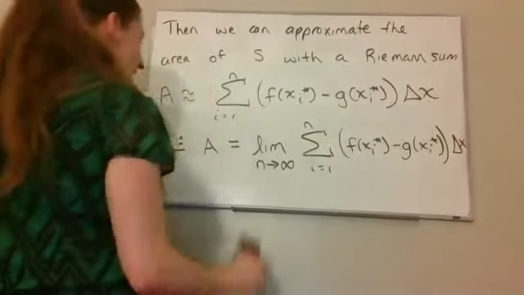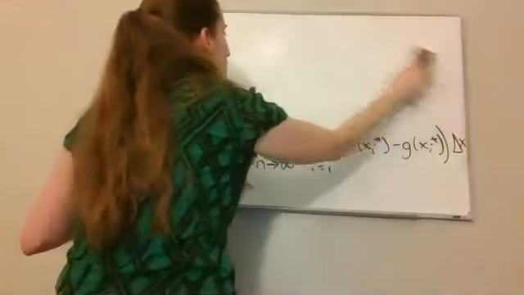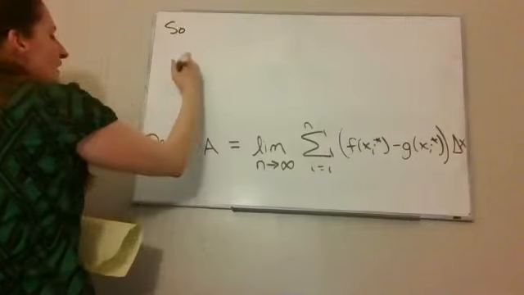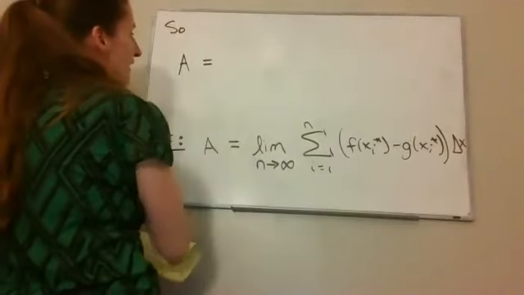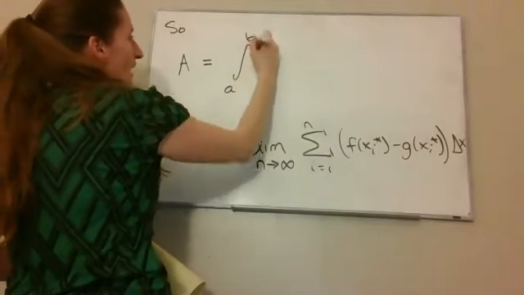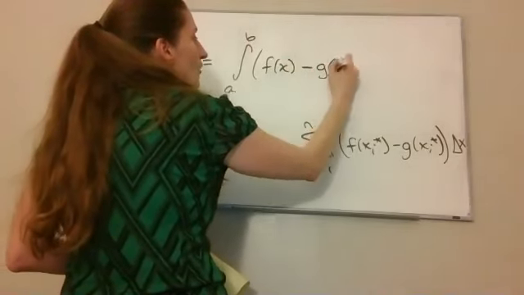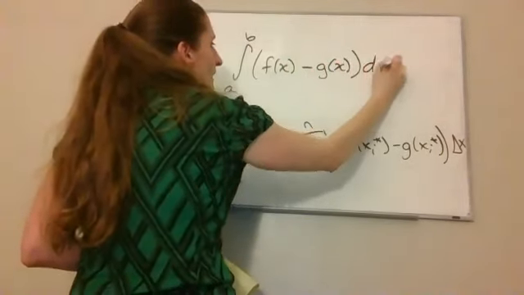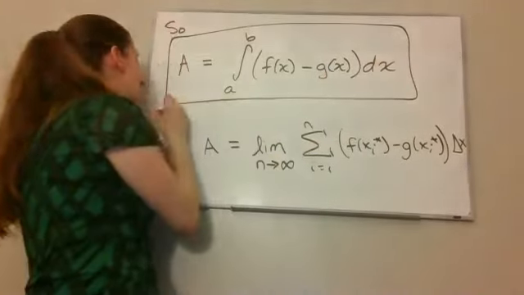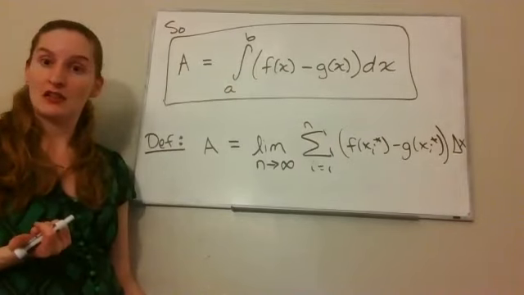So we can rewrite this definition into the definition that we actually use in practice. The area in between the curves is equal to the definite integral from a to b of the bigger function minus the smaller function with respect to x. And this is our important formula for this video. That's how you find the area between the two curves.